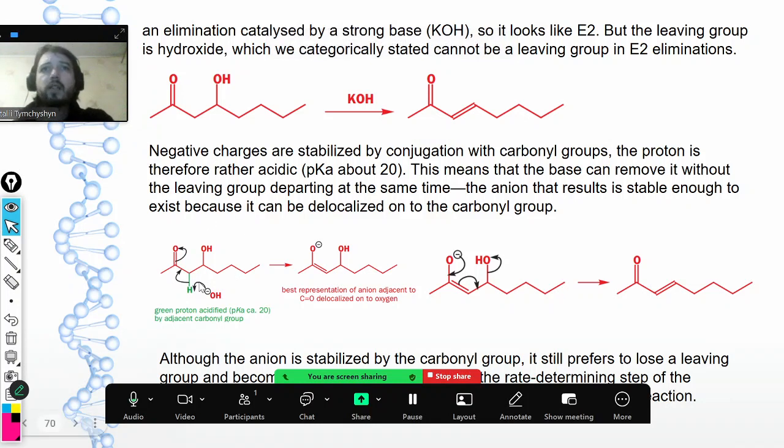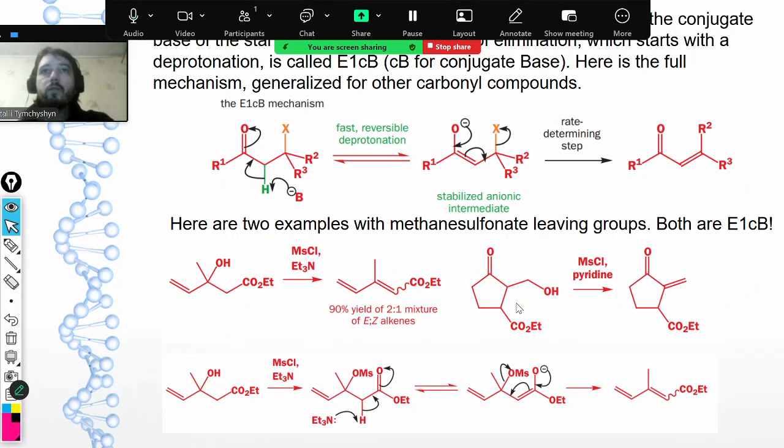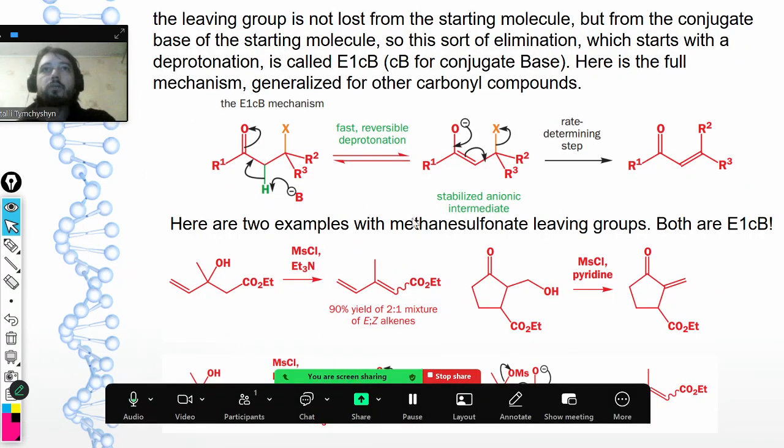Here are some more examples. Once again, abstracting proton, stabilizing, and the leaving group leaves. So nothing really complicated. Here are even more examples. So the leaving group is not lost from the starting molecule, but from the conjugate base of the starting molecule. So this sort of elimination, which starts with the deprotonation, is called E1CB. So CB for conjugate base.